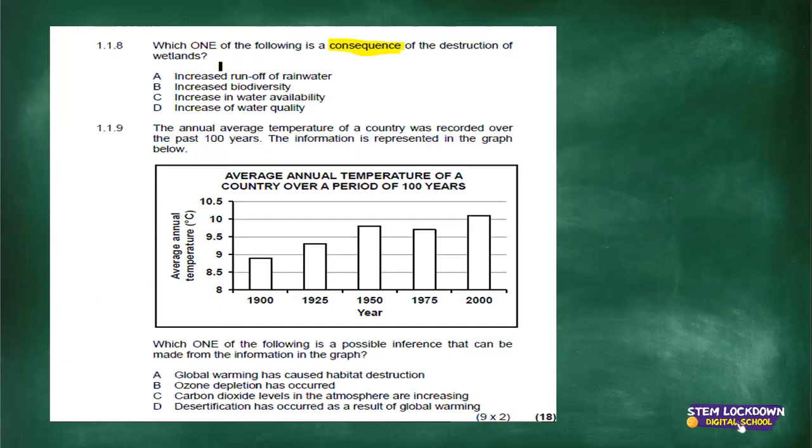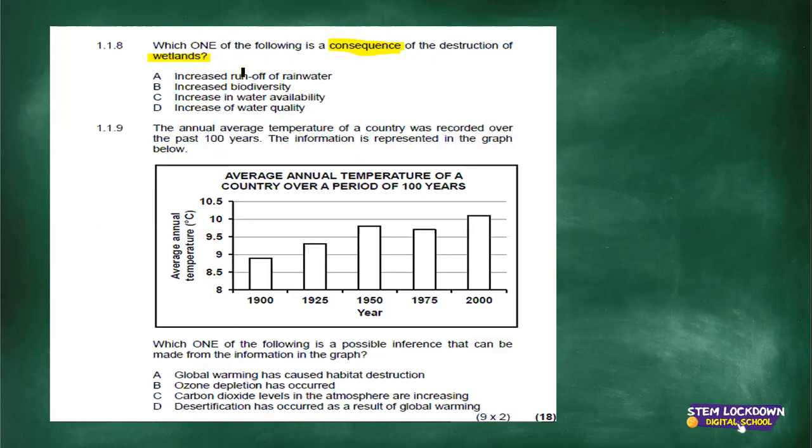So if you destroy wetlands, what could be the possible effect or outcome? Would there be an increase in the runoff of water? Remember, wetlands are an important part of our biodiversity. So when you destroy that, which is important in our biodiversity, the consequence that will happen will be a negative consequence. You understand that? We need wetlands. They're important in our biodiversity and in our ecosystems. So if you destroy these wetlands, whatever consequence would come from there would be negative.